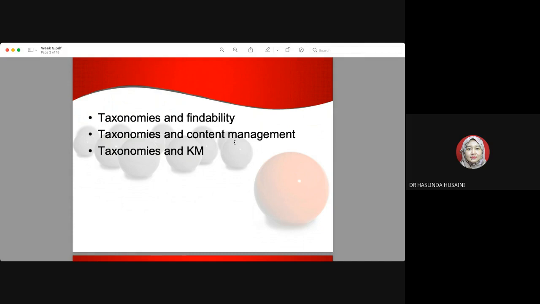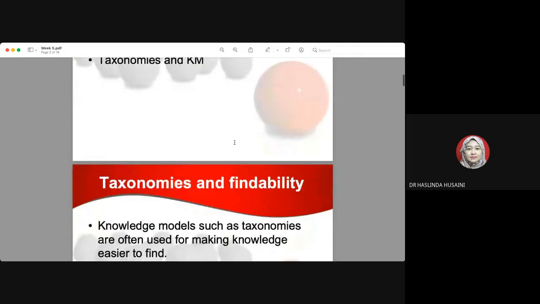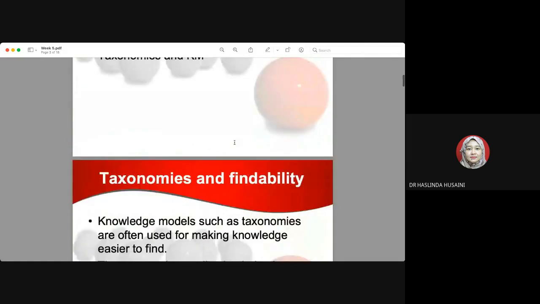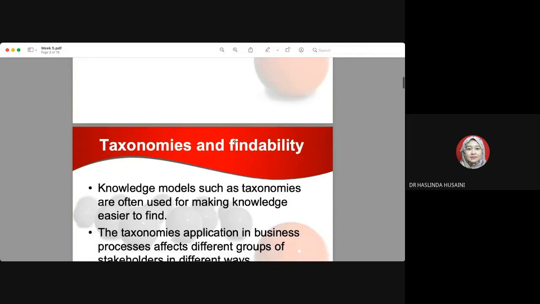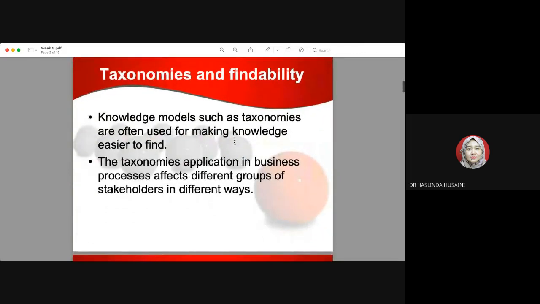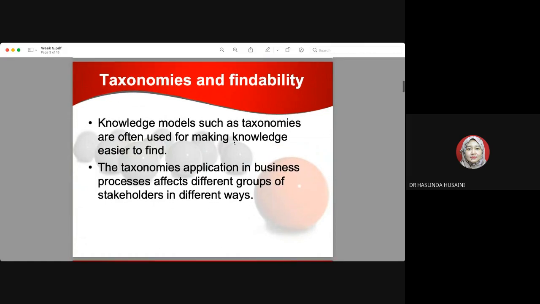Dan yang ketiga is taxonomies and knowledge management. We are going to see what is the relation between taxonomy and also knowledge management. Kalau ada masa, kita tengok on the construction of the taxonomies. Okay, kita pergi pada taxonomy and findability or retrieval.